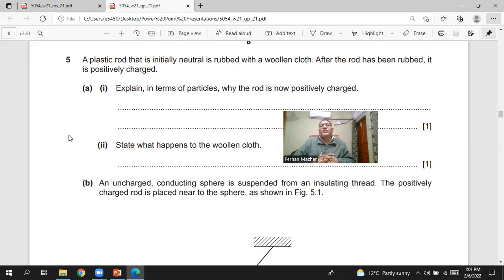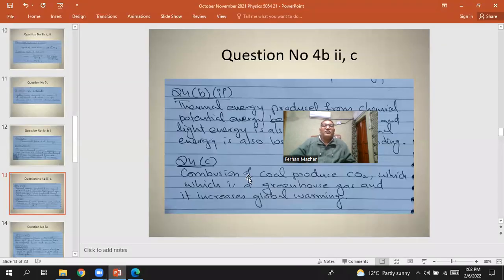Then the question is, state what happens to the woolen cloth. The woolen cloth, the electrons are transferred. Here you only have to state, but I'm also explaining to you, because the electrons have transferred to the woolen cloth, the woolen cloth will have an excess of electrons, so the woolen cloth will become negatively charged. So let me show you my answer.